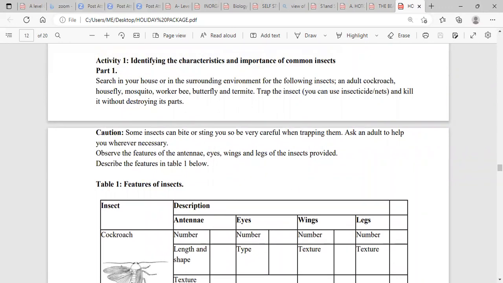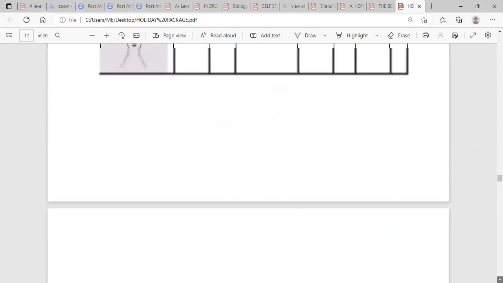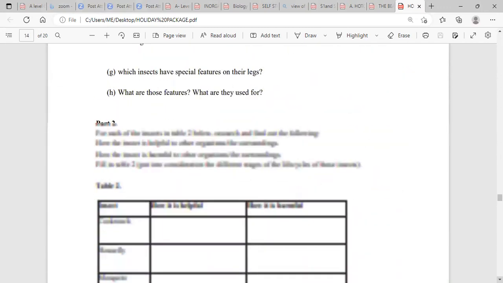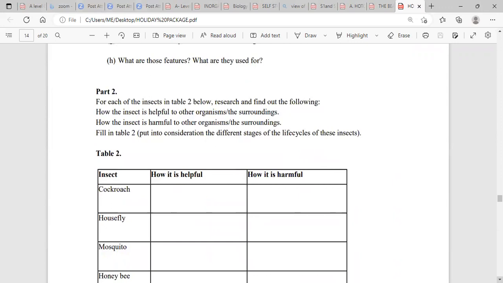Now we have part two of this activity. In part two, we are looking at insects in table 2 below. Research and find out the following. These are the areas of study or what we are supposed to research about. How is the insect helpful to other organisms or the surroundings?